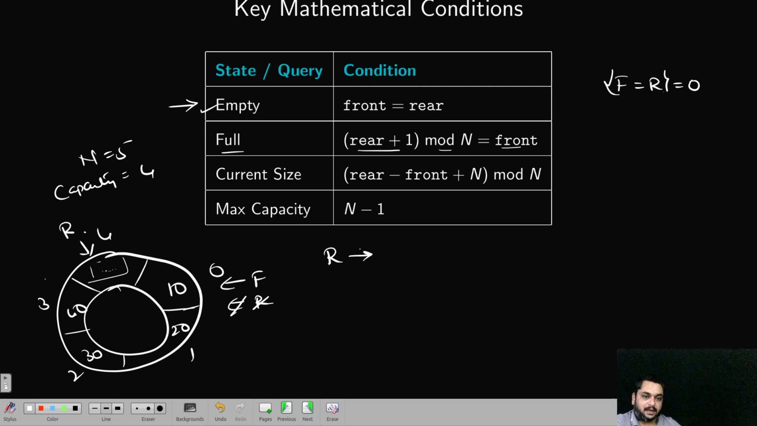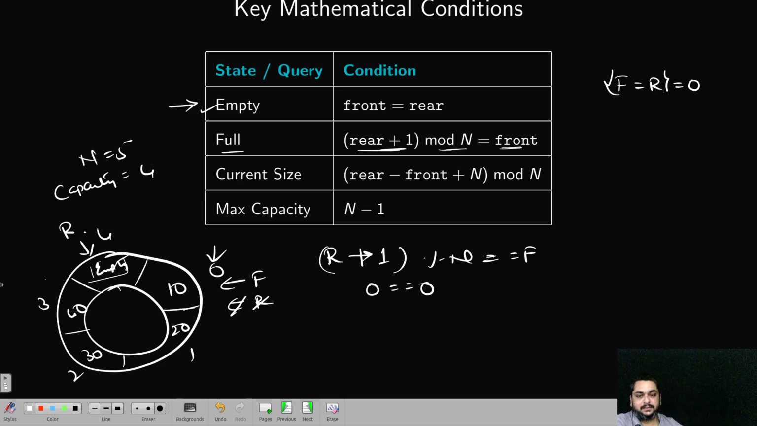So I will check whether R plus 1 mod n is equal to front. That means, will it reach this point? For example, 4 plus 1 is 5, and 5 mod 5 is 0. So 0 is equal to 0, that is, front is also pointing to 0. That means we will say the Q is full. So this slot is left empty. This is why the condition is rear plus 1 mod n equal to front.